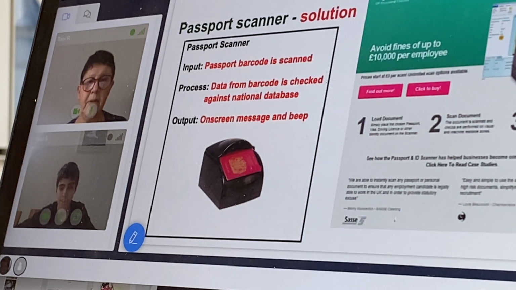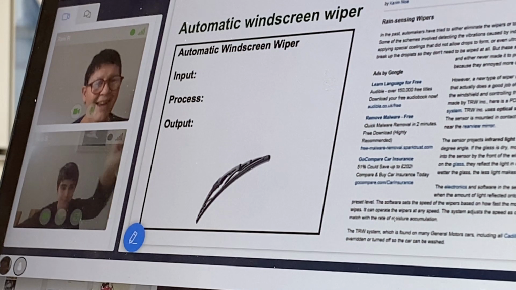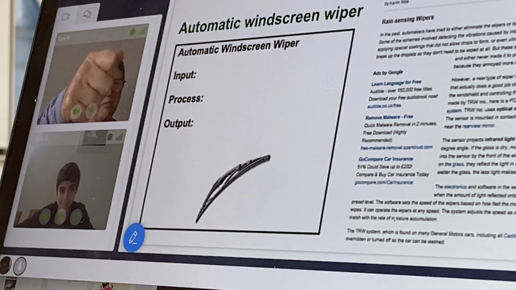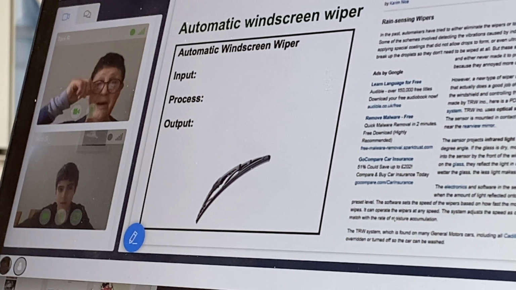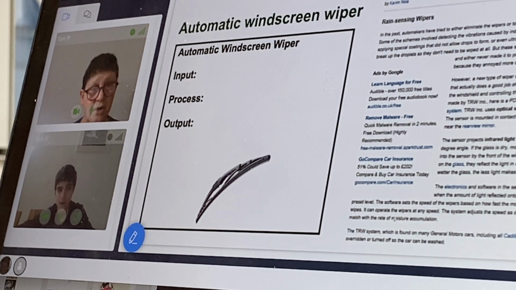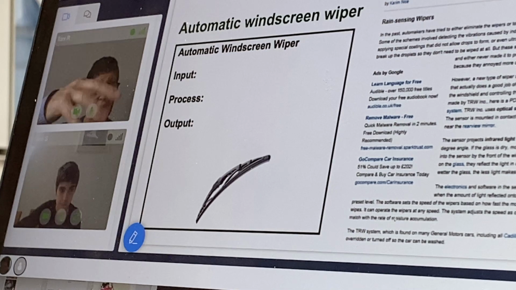Okay, let's look at another one. So this one is an automatic windscreen wiper. Do you have an automatic windscreen wiper on your car? No. No, nor do I. Yeah, I have to switch a button onto mine. But it is possible to actually have an automatic windscreen wiper. So the input is actually when the rain falls on the windscreen.